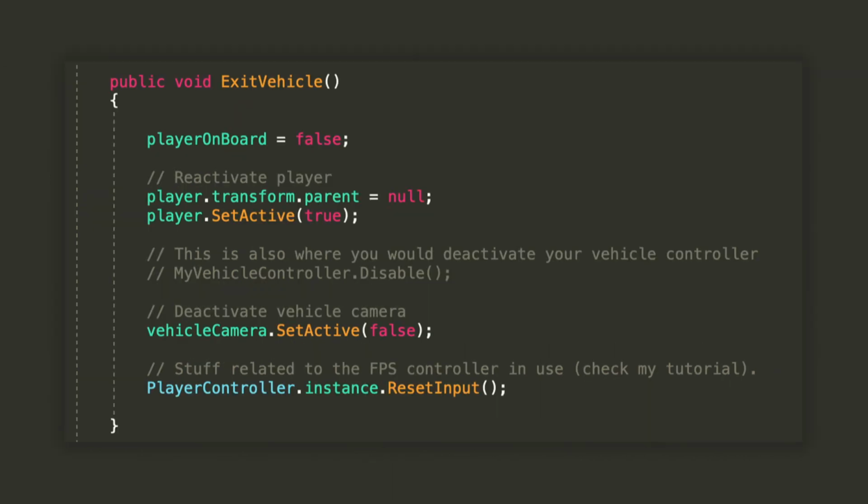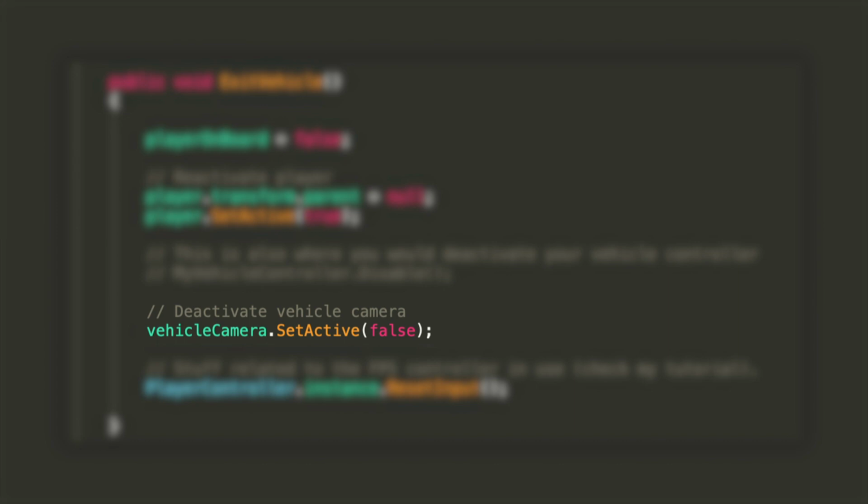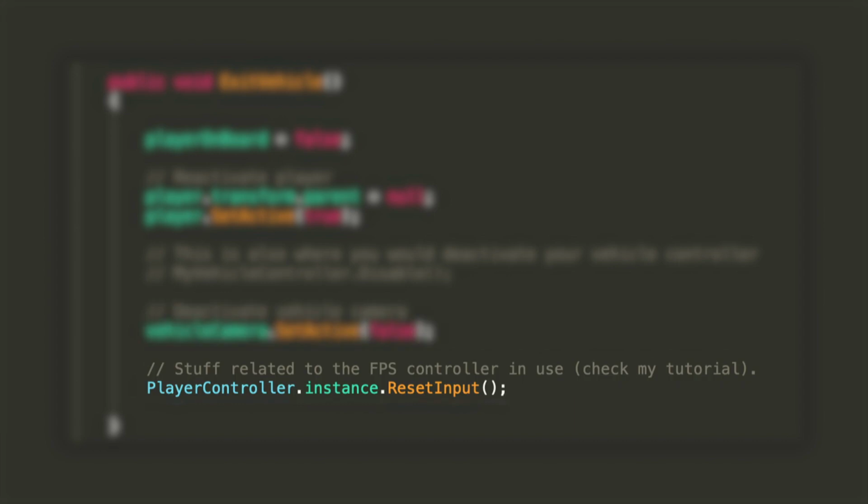Once we're done with the EnterVehicle method, let's create another one with the same signature called ExitVehicle. First things first, this time we're gonna need to set player on board to false. Then we're gonna set the player transform's parent to null and reactivate the game object. You might also want to deactivate your vehicle controller here, so I left another comment since in my project I have none. After that, we want to deactivate the vehicle camera object to switch back to our player's perspective. The last line you see here, you might not need. I added it to ensure compatibility with my first-person player controller, a tutorial to which I have on my channel and that you can download from my GitHub page.